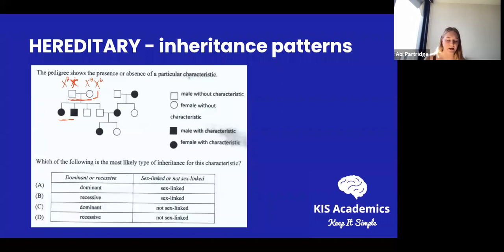But the other thing is that a lot more females are affected than males, and that is a good indicator that it's not sex-linked. That's really all you need. It says the most likely type, so you can just take it from that. So it's not sex-linked and it's recessive. So the answer is D.